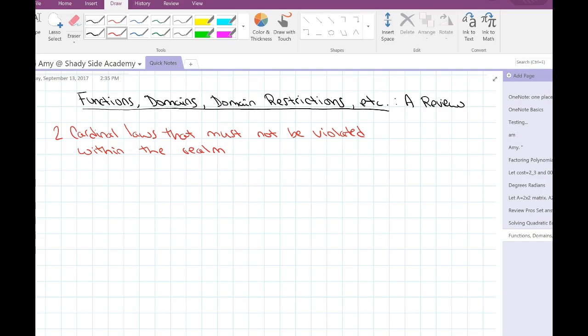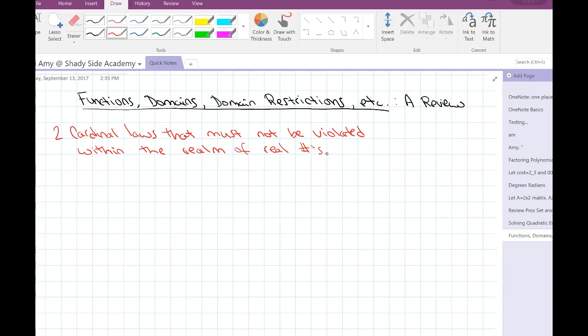So let's begin. Okay, so the first thing I want to begin with are the two cardinal laws that must not be violated within the realm. And right away, I sound like that could have been an introduction to some fantastic fantasy novel, but it's not. These are two cardinal laws that must not be violated within the realm of real numbers. Okay, and those two cardinal laws are division by zero and the square root of a negative number.